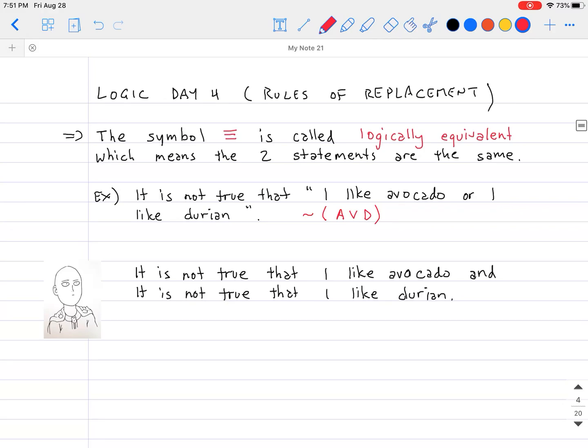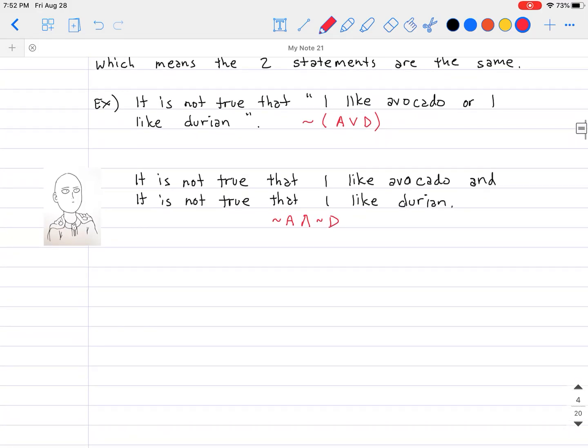Now, the second statement is kind of the same idea. This one is: it is not true that I like avocado, so that is the negation of A, using the symbol, and then we have the negation of D. So what I would like to do is take these two and prove that they are logically equivalent to each other. The question is, I need to show, that's what NTS stands for, that the negation of (A or D) is logically equivalent to negation of A and negation of D.